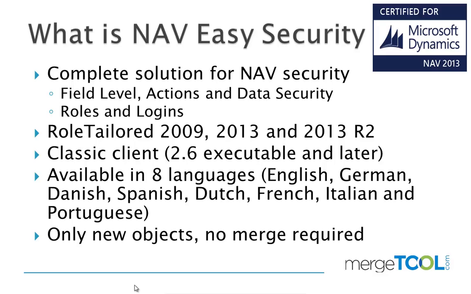But let's look at the Easy Security solution. It is a complete solution for NAV Security, and it contains 2 pieces, and you can buy them each individually. The field level action and data security is beyond what you can do in standard NAV, and then we have the roles and logins. For the role-tailored client, we work in all versions, 2009 to 2013 R2. In the classic line, we need the 2.6 executable or anything after that one. We don't really care about the application because we have no changed objects. It's completely new objects you import to begin with. Currently, it's translated to 8 languages, and the list is on the screen here.